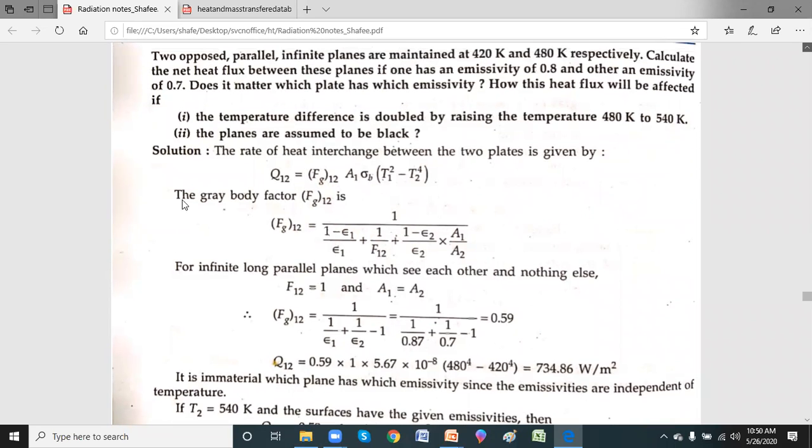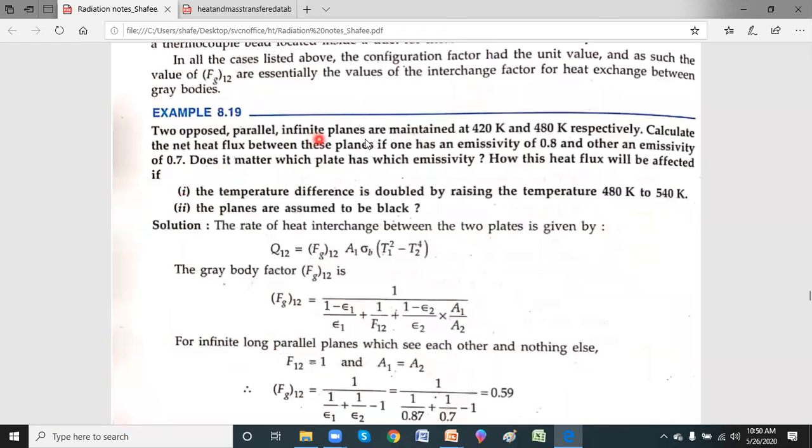You're able to understand here. Now this particular problem discusses two parallel infinite planes. Whenever infinite planes are available, you can assume that F12 is equal to 1, because the distance between the two planes is infinity. So automatically you can assume that the shape factor F12 is 1. Now there are two temperatures, 420 Kelvin and 480 Kelvin. What is the net heat flux between these two planes if one has an emissivity of 0.8 and the other has an emissivity of 0.7? So both are non-black surfaces. They have given the emissivity for the two surfaces, that is 0.8 as well as 0.7.